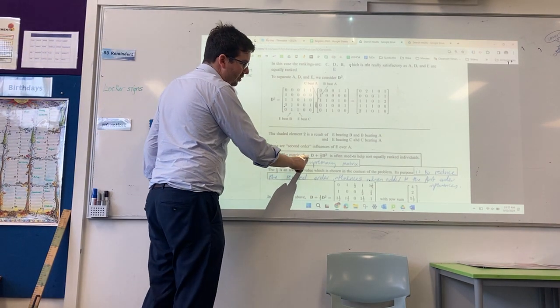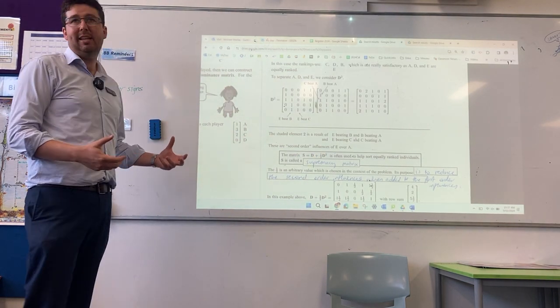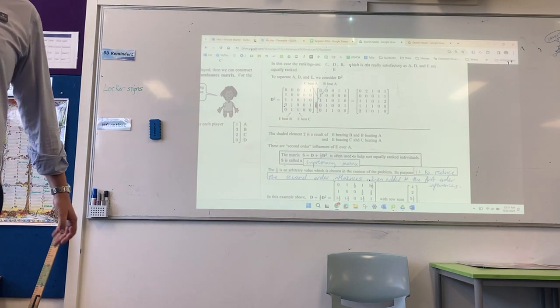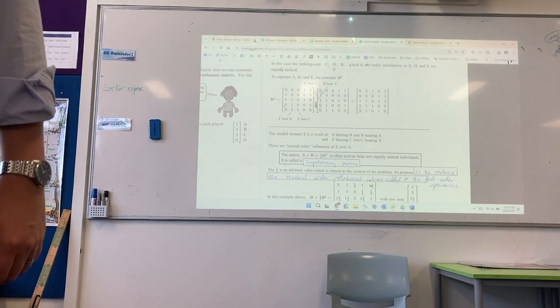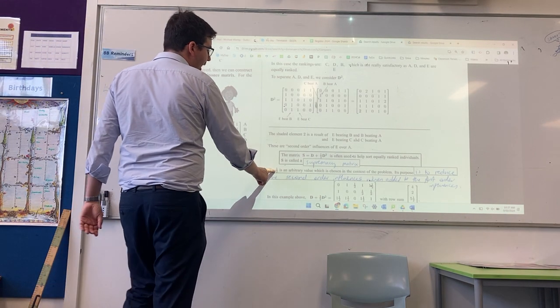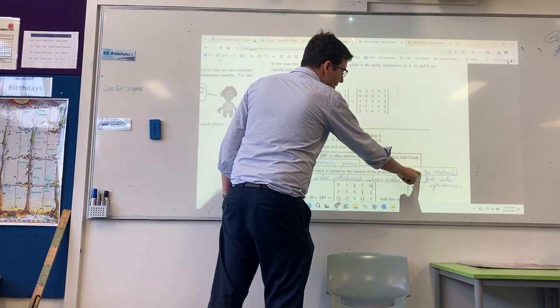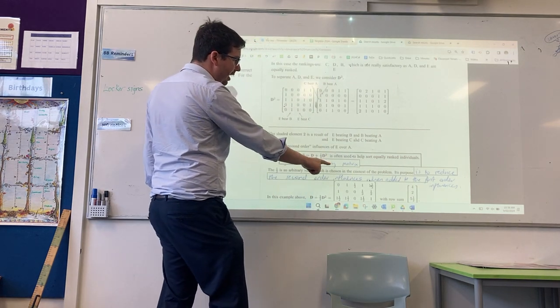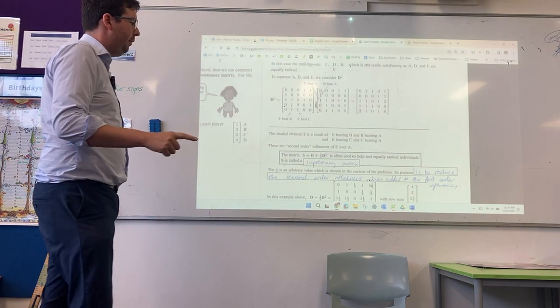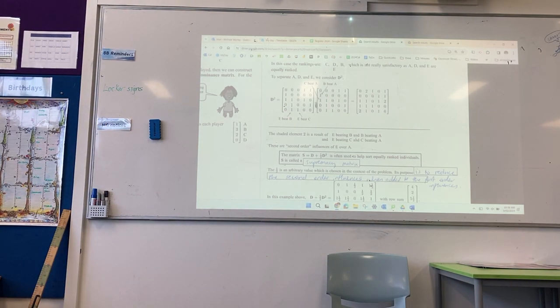The supremacy matrix S = D + half D squared is often used to help sort equally ranked individuals. So if your original dominance matrix leads to teams being equal, you use the supremacy matrix. And notice that we put half there because, now I'm going to give you a chance to write this down, its purpose is to reduce the second order influences when added to the first order influences. We want to reduce the second order wins. They're not as important. I'll let you copy that down.